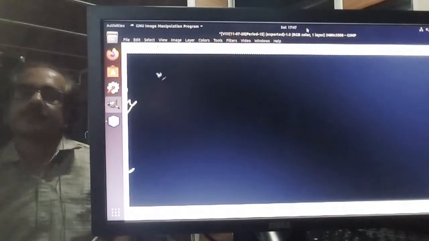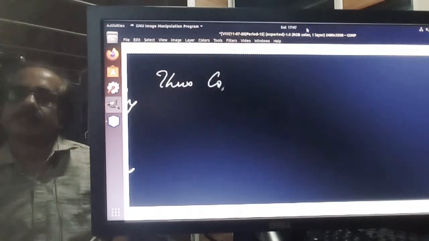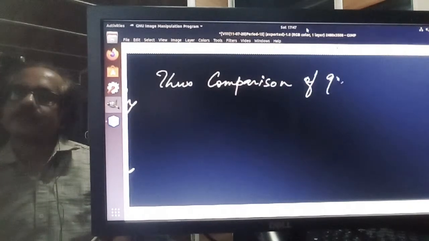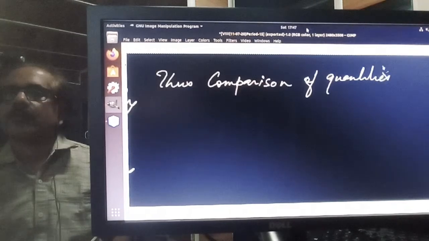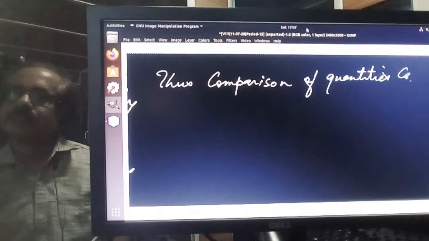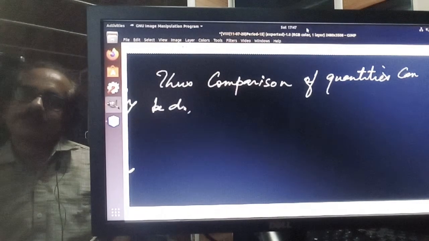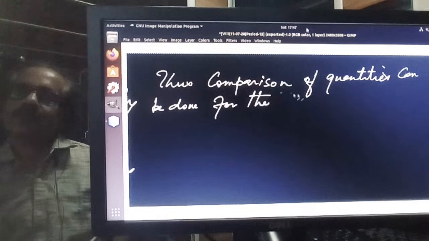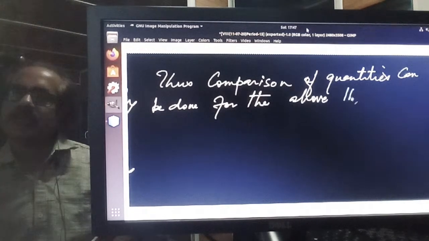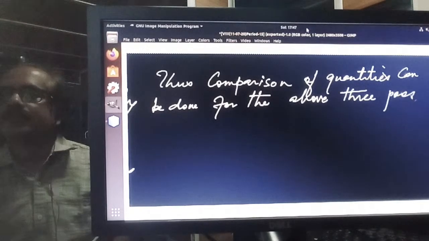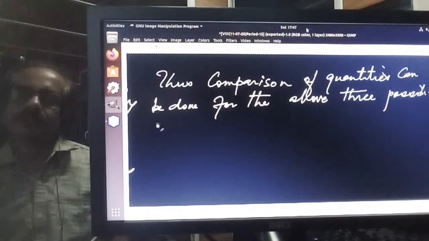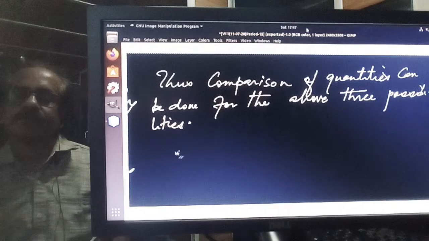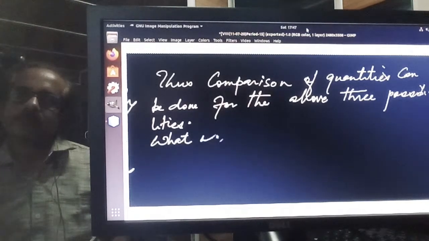Thus, comparison of quantities can be done for the above three possibilities. What is the result?